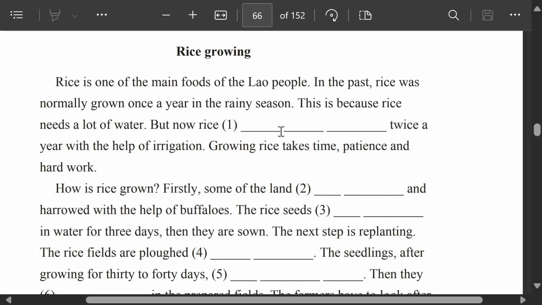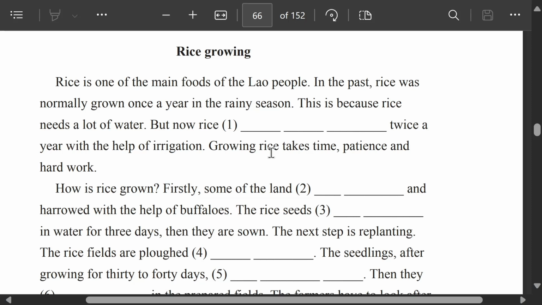Rice is or have? Plant two times per year, like that, twice a year. Plant. But how to put the? I know the meaning, but how to say. You know, but you don't know. So, do you have any idea?